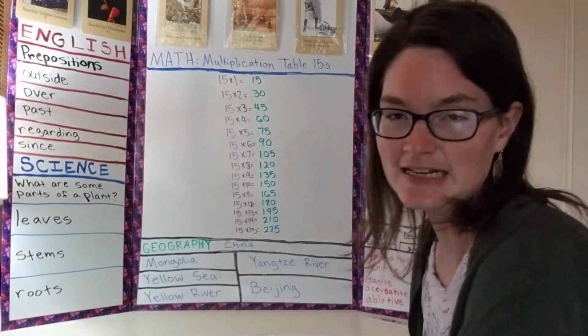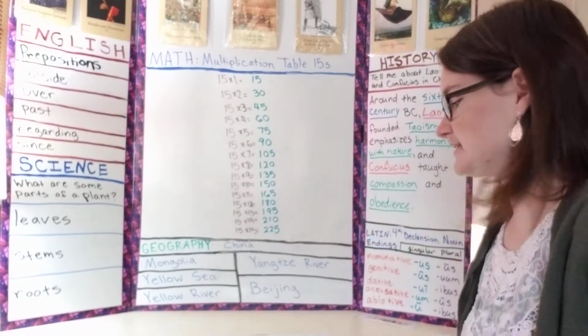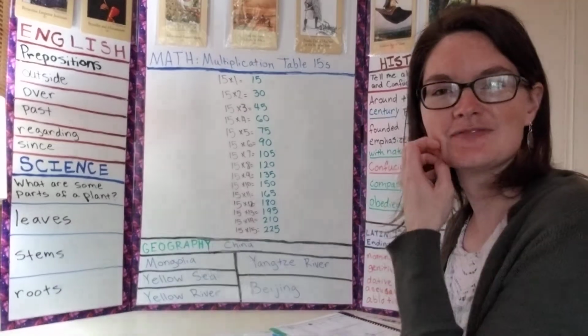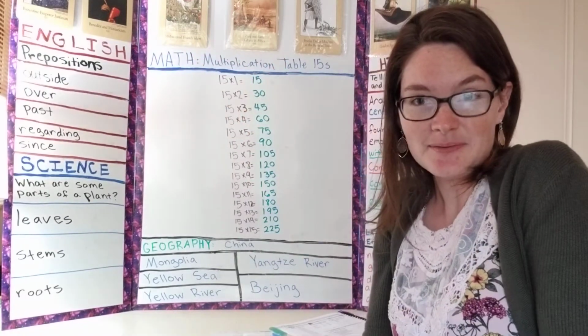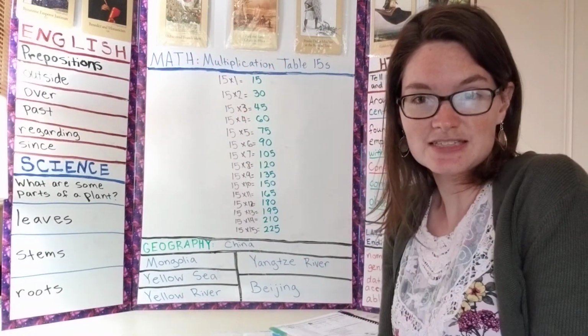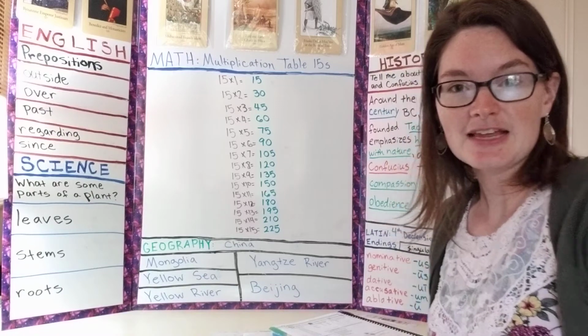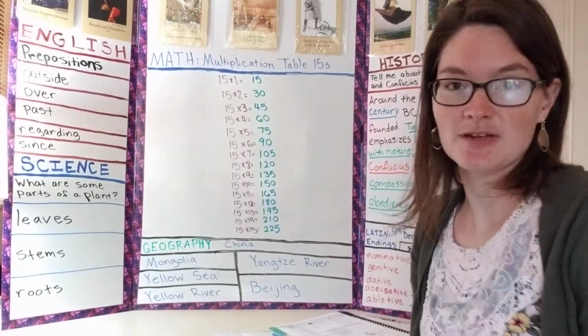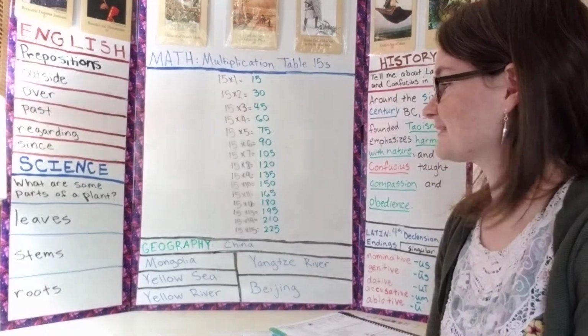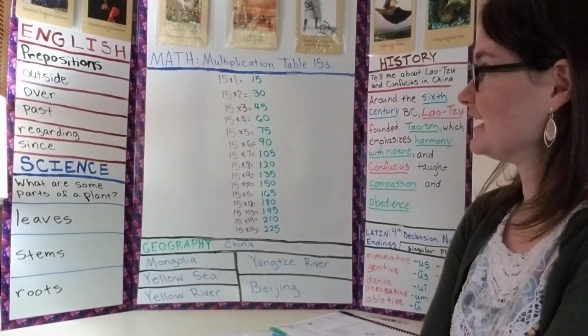And then for science, we did some hand motions. Just real simple. What are some parts of a plant? So we had our arms out like leaves, and then stems, we were straight like this, the straight part of the plant. And then roots, we stomped our feet. So we did leaves, stem, root, stomp your feet. So that's what we did for science.